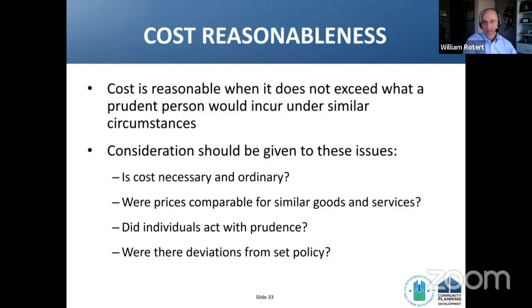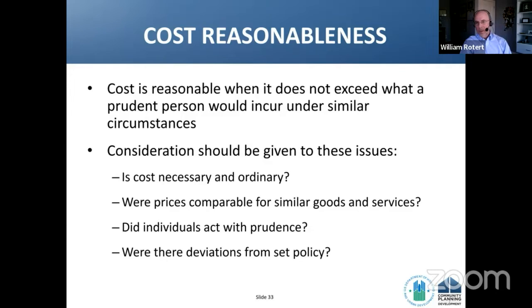And then the rules go on to give you some guidance on how to do that. Consideration should be given to the following. First of all, is the cost that you've incurred that you're going to spend CDBG or CDBG-CV funds on necessary and ordinary? Is it something a person would expect to see as part of your CDBG program? Were the prices comparable for similar goods and services?